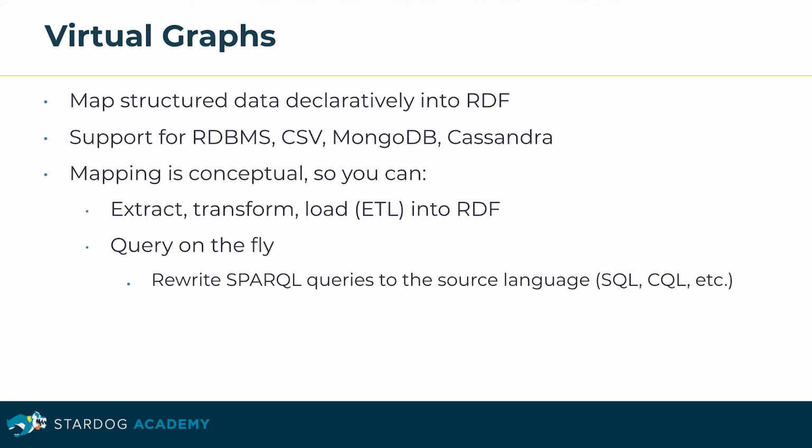Now, the mappings are conceptual, and we can use those in a couple of different ways. We can use them for extract, transform, load, or ETL into RDF. Or more typically, we can use them to query on the fly, which will take those incoming SPARQL queries into the Stardog platform, understand which parts are backed by a virtual graph, and then rewrite that query on the fly to the source language behind, like SQL.